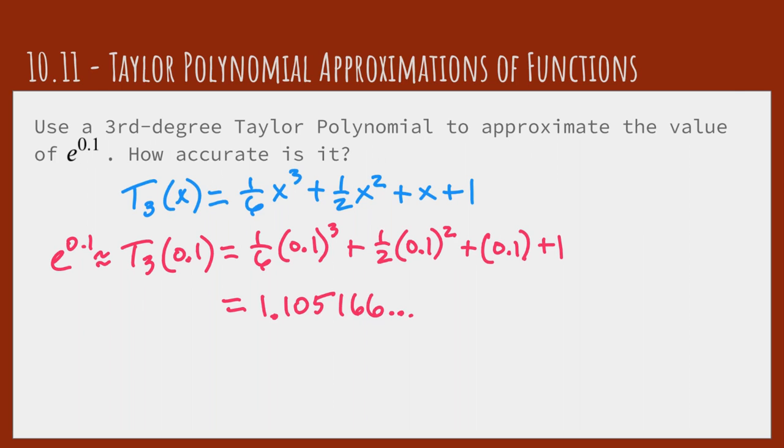And if you remember, plugging e to the 0.1 into our calculator, we get 1.1051709, and so on. I took this out a little bit further this time, and notice that now it's accurate all the way through the 10,000ths place, and even if we round the 100,000ths place, that's going to be the same also. So by adding one more degree to our approximation and including the third derivative, now we've got a really, really accurate approximation for e to the 0.1.